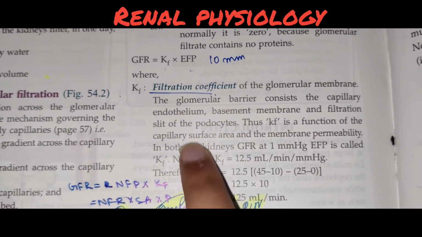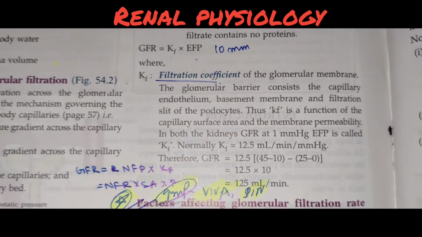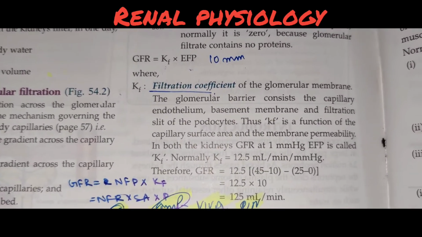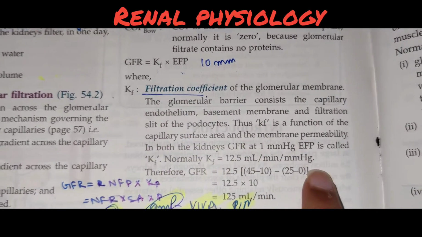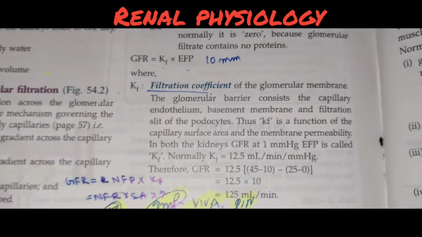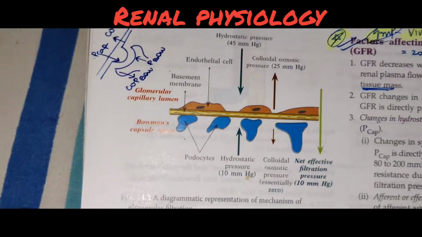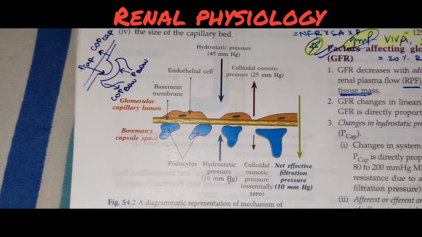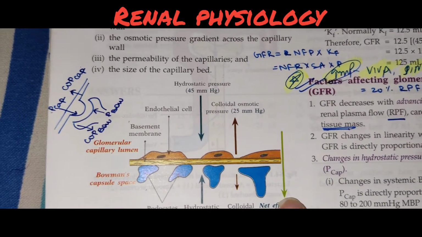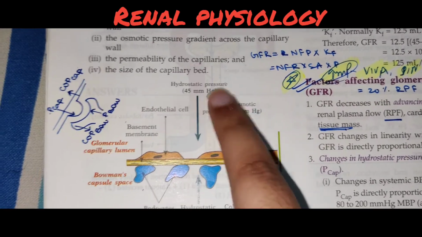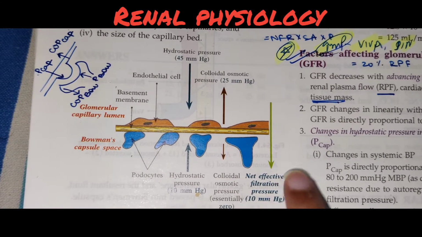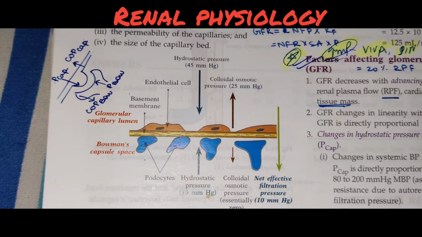The first factor affecting GFR is surface area, which is increased and decreased by the Lacis cells, or the mesangial cells. Then there is permeability, so an increase in permeability will increase the GFR. Then there is effective filtration pressure, which has various components. First is hydrostatic pressure. If there is high blood pressure in the body, the hydrostatic pressure will be high, so the net effective filtration pressure will be high, and therefore GFR increases.